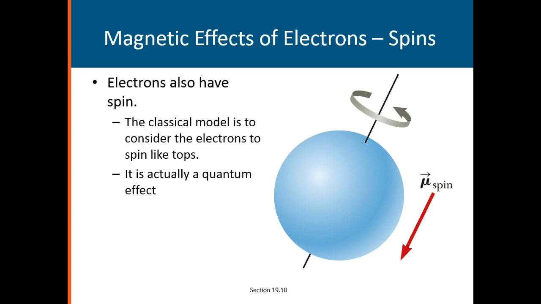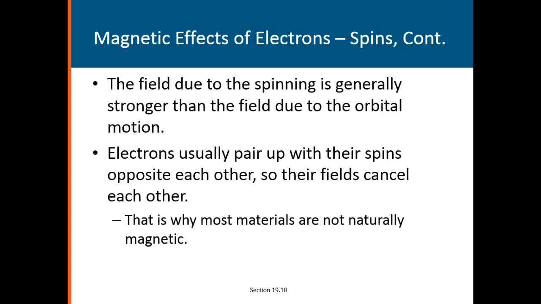I'll go on to the next slide because it's going to describe it better. The field due to the spinning is generally stronger than the field due to the orbital motion. Now, to me, that doesn't make a lot of sense, because that orbital motion seems like it would be just like the current going through a loop in a wire, right? But they say the spin is actually stronger.